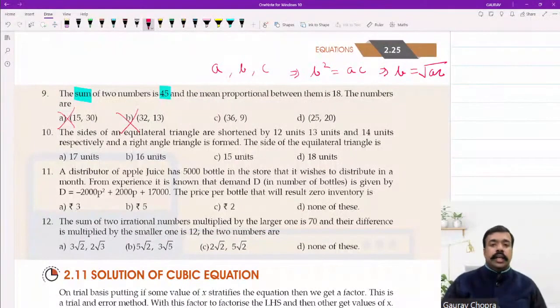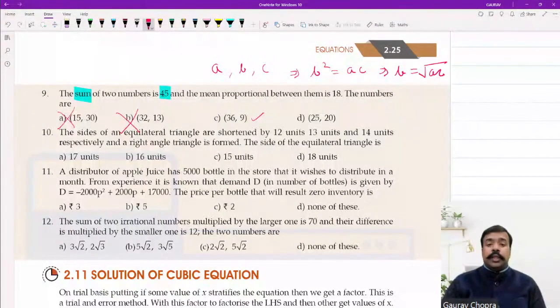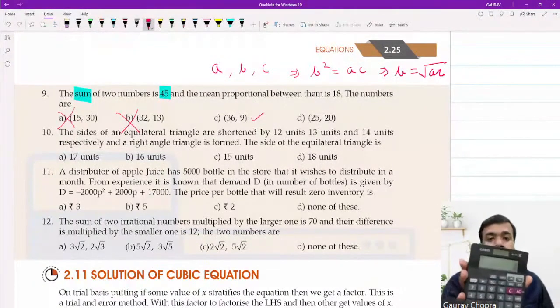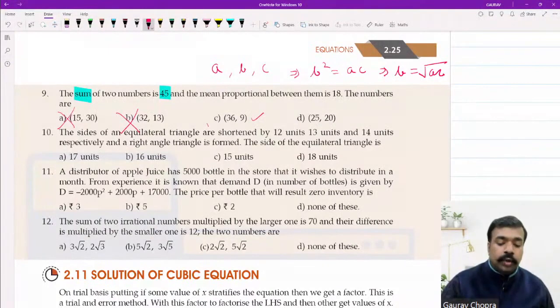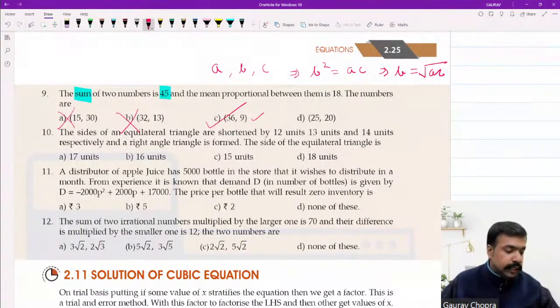Second one is incorrect. Third one, 36 plus 9 is 45. First condition is verified. And for the second one, let us multiply. 9 into 36 is 324, and root of 324 is 18. That means this third option is correct. This is satisfying both the conditions, hence this third one is correct.